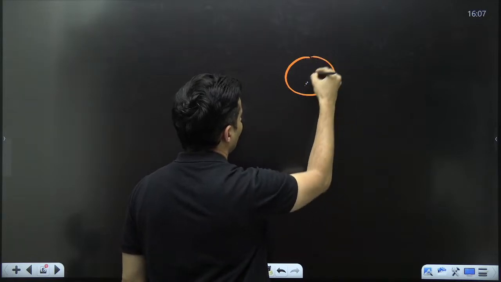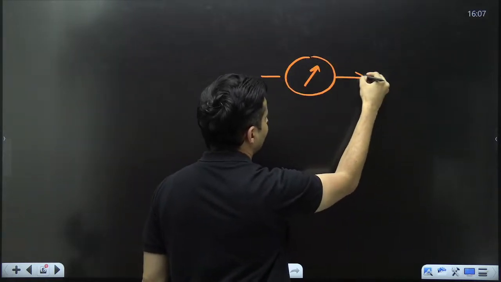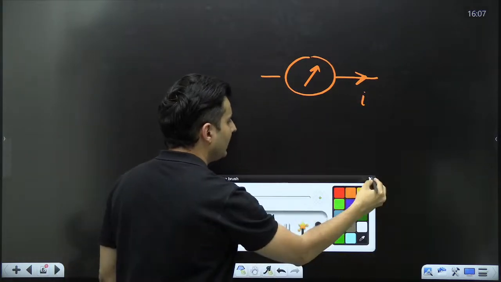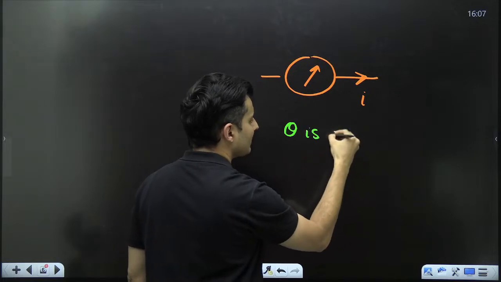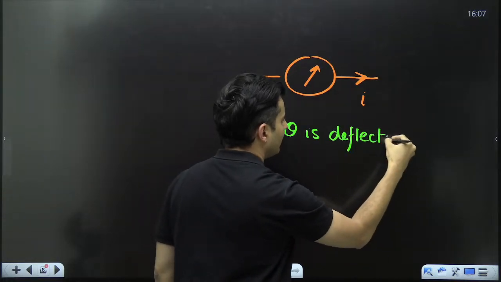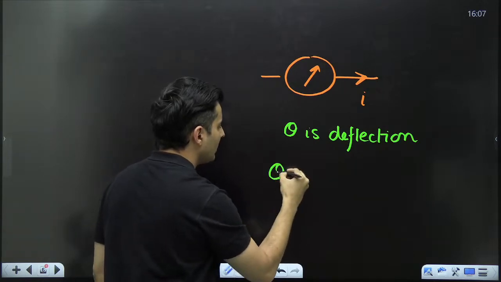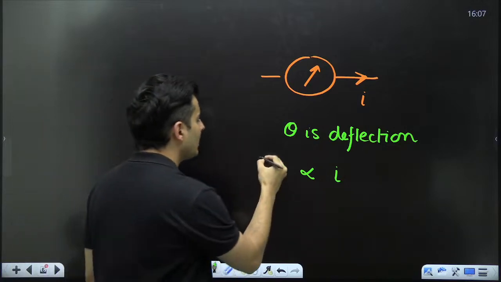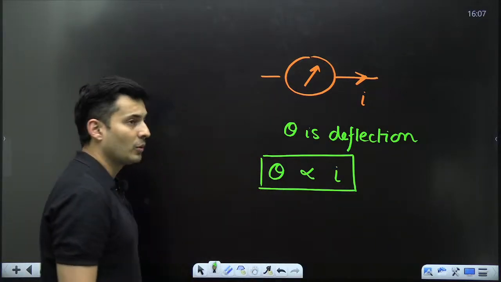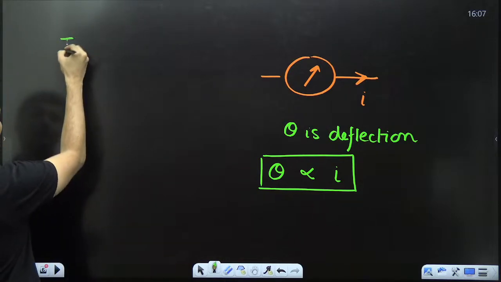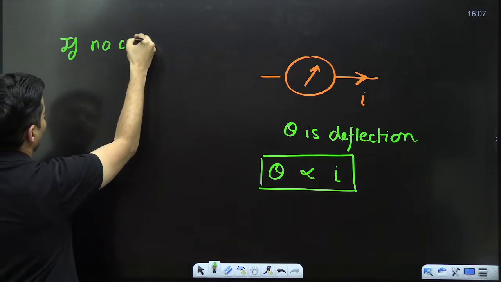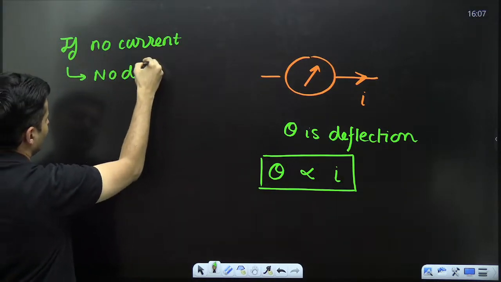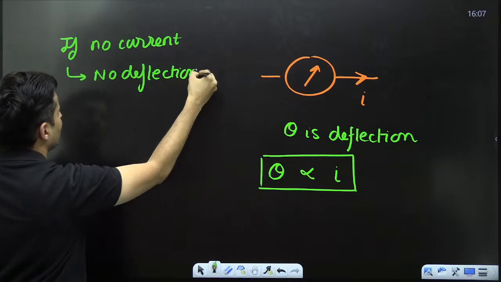If I have a galvanometer and there is current I flowing through it, and theta is the deflection, then theta is directly proportional to the current passing through it. Not just that, if there is no current, then it just means there is no deflection.